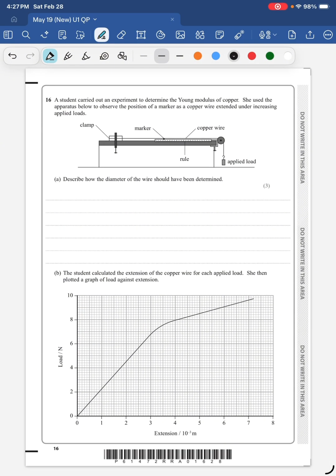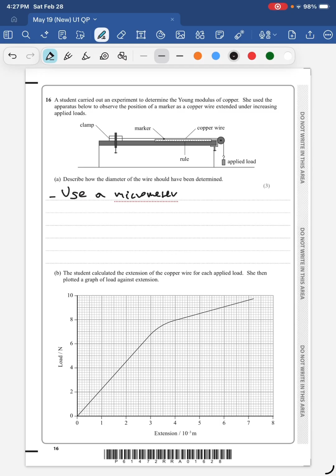Moving on to question 16. A student carried out an experiment to determine the Young modulus of copper. She used the apparatus below to observe the position of a marker as a copper wire extended under increasing applied loads. Describe how the diameter of the wire should have been determined. So the diameter, so use a micrometer. Okay, use a micrometer.